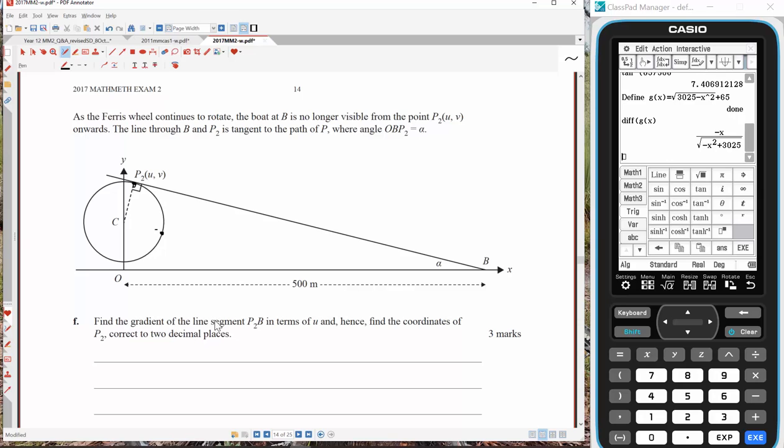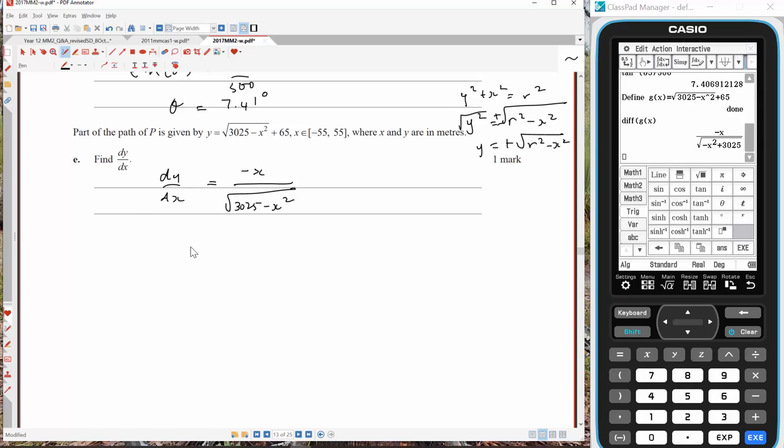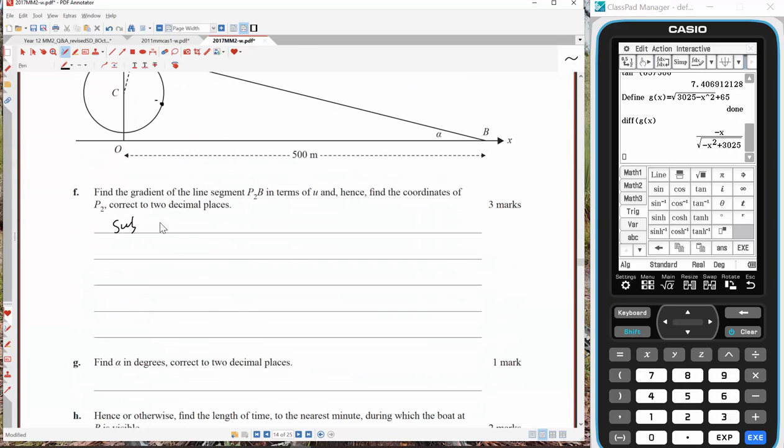Okay, find the gradient of the line segment P2B, so the gradient of this line here in terms of u, and hence find the coordinates of P2 correct to 2 decimal places. Right, well, the gradient of this line here is going to be the same as the gradient of the tangent at point u. So the first thing I'm going to do is sub x equal u into dy/dx. Therefore, I've got gradient m equals negative u over root negative u squared plus 3025.